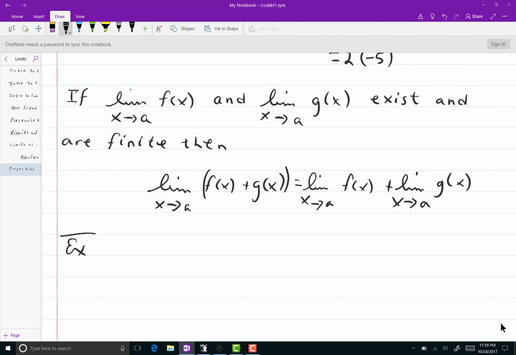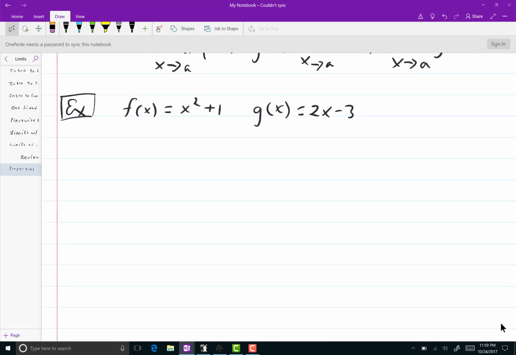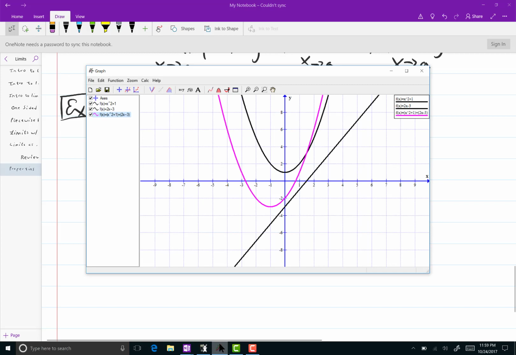Let's just do a quick example. I'll use the same numbers, the same functions I did before. f of x can be x squared plus 1. g of x can be 2x minus 3. And I'll look at the limit as x goes to negative 1 again.